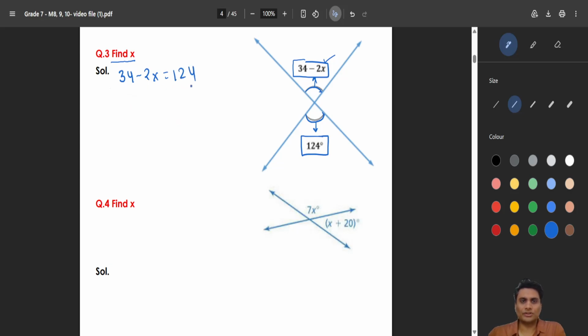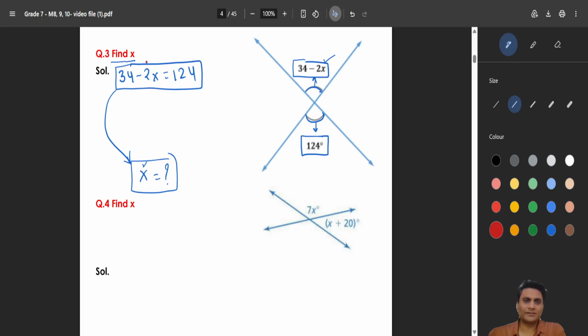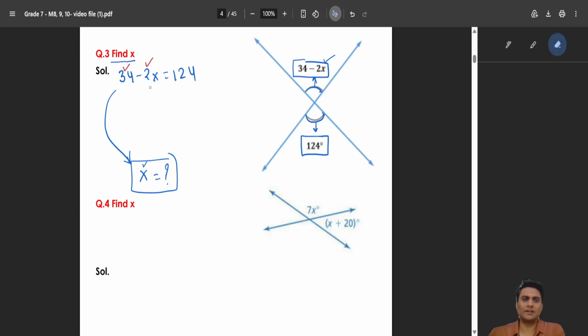Now this is an equation. We have to solve it and find the x. You see in our answer there is no number with the x here, correct? Which means if I want to go from here to the answer, I have to remove the numbers with the x. What number do you see with the x? Here you see 2, here you see 34. We have to remove them. If I can remove them, I will get the x. Now how to do that?